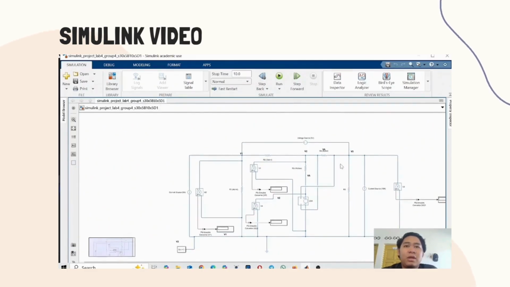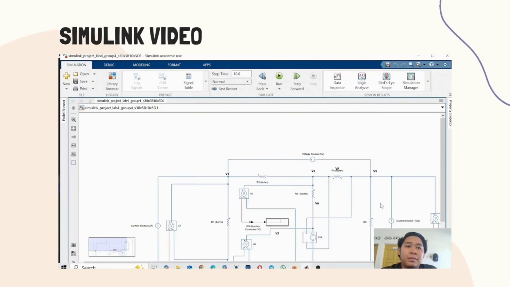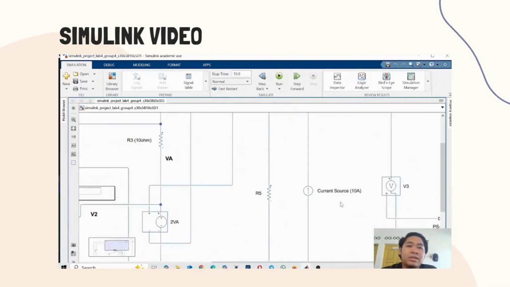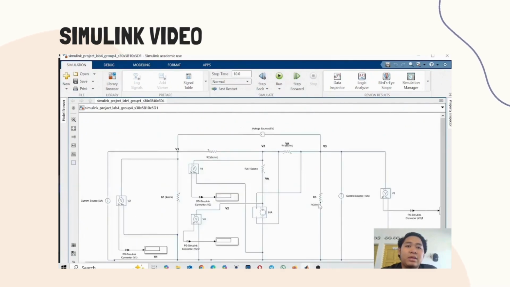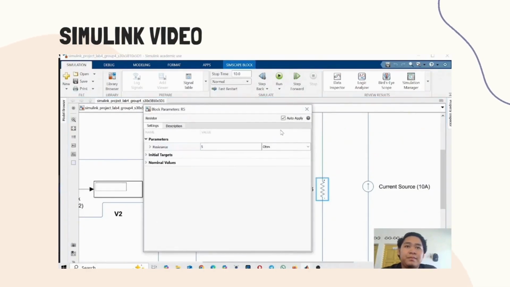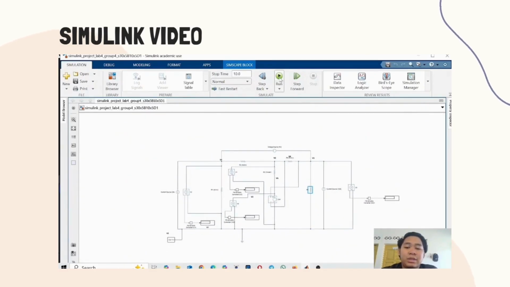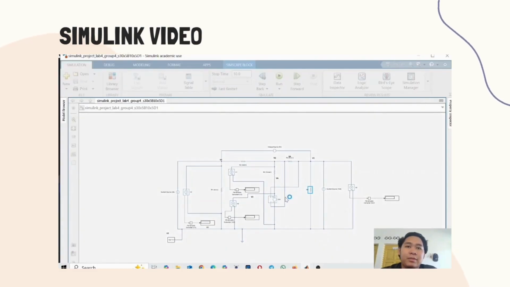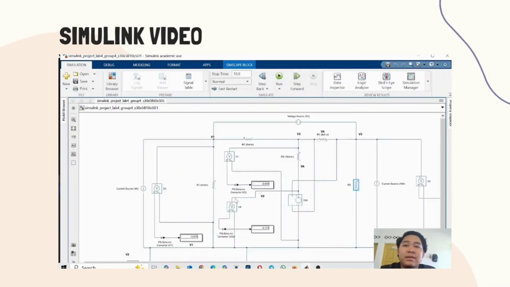and then in the R5. First of all, we go to the voltage source. For example, we put the value of voltage source as 5 volt, and then for the current source, we put in 10, and lastly, for the resistor R5, we put in 5. After that, we try to run. Okay, after we run, this is the value of the Simulink that we get.